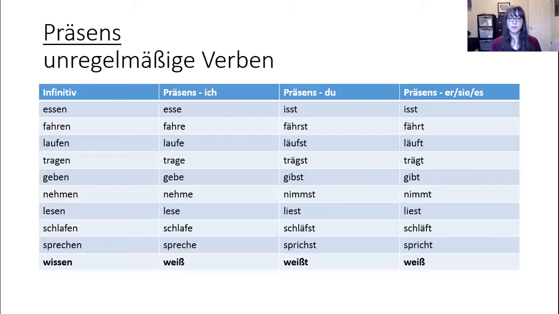Nehmen, this one is a little bit more irregular than the others because it has not just the vowel change, but some of the other letters too, the consonants. So, ich nehme, du nimmst, with double M instead of HM, and er nimmt. Lesen, just the vowel again, so ich lese, du liest, er liest. Schlafen, ich schlafe, du schläfst, er schläft. So this is the same A getting an umlaut. Sprechen, ich spreche, du sprichst, und er spricht.